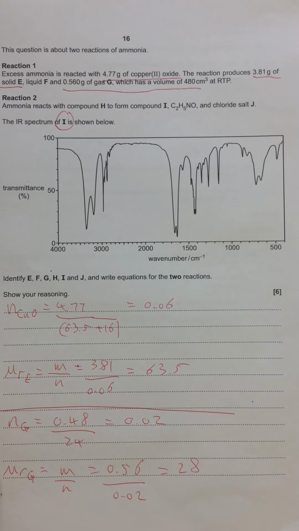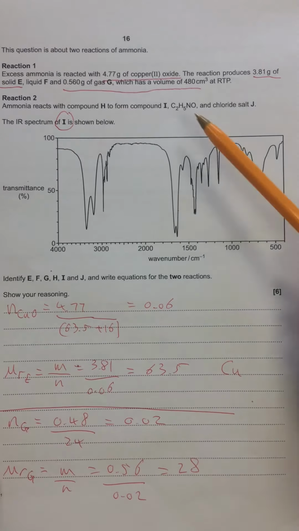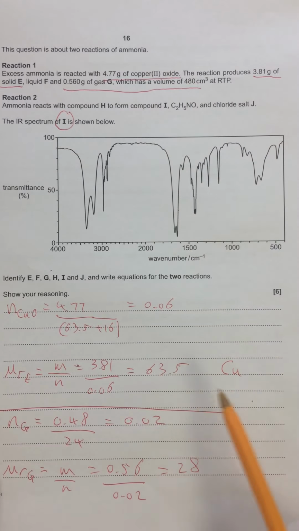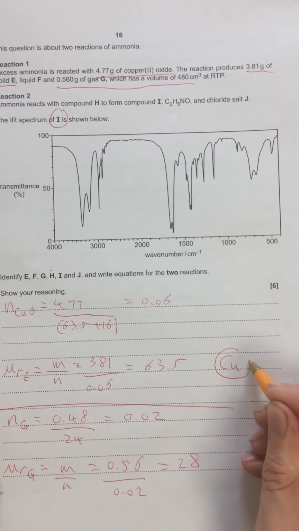You already found out the moles here, and that will give you the Mr. You then look that up on the periodic table, and believe it or not, it's copper. Now, that should have been pretty obvious that's going to be the solid from the question, but we know now because we've got the Mr. So we now know the identity of E.